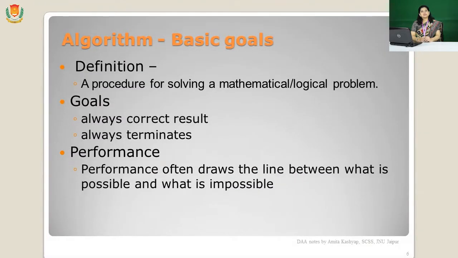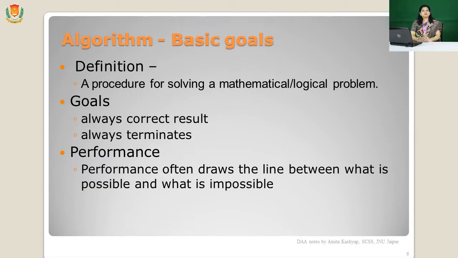So what is the basic goal of having the algorithm? The basic goal is that the algorithm should always produce the expected or correct result. Since we know the problem and we know what kind of data we are going to provide to solve this problem, as a result we should be able to get the correct output. And the algorithm should terminate at a certain condition.